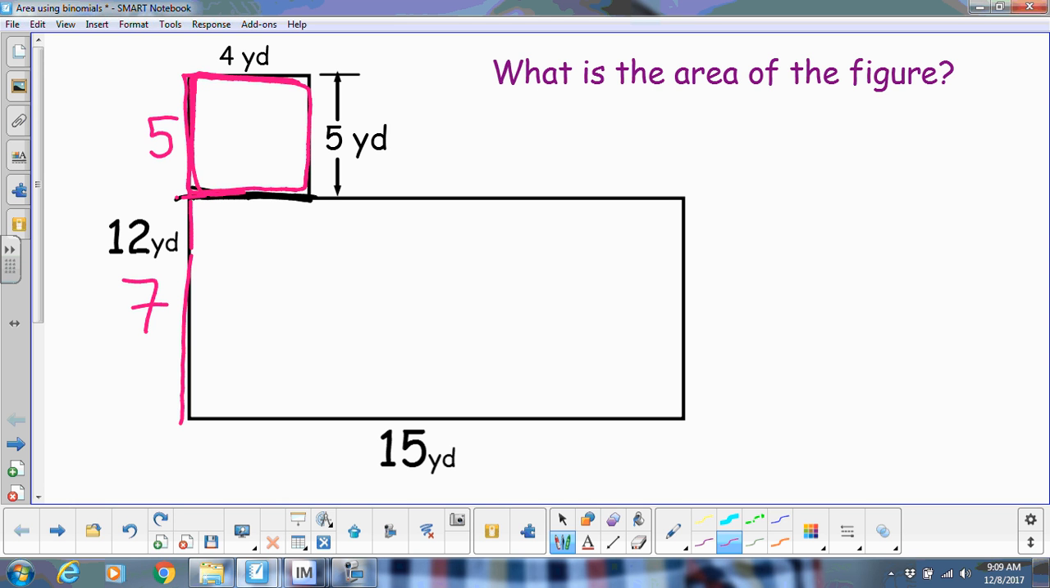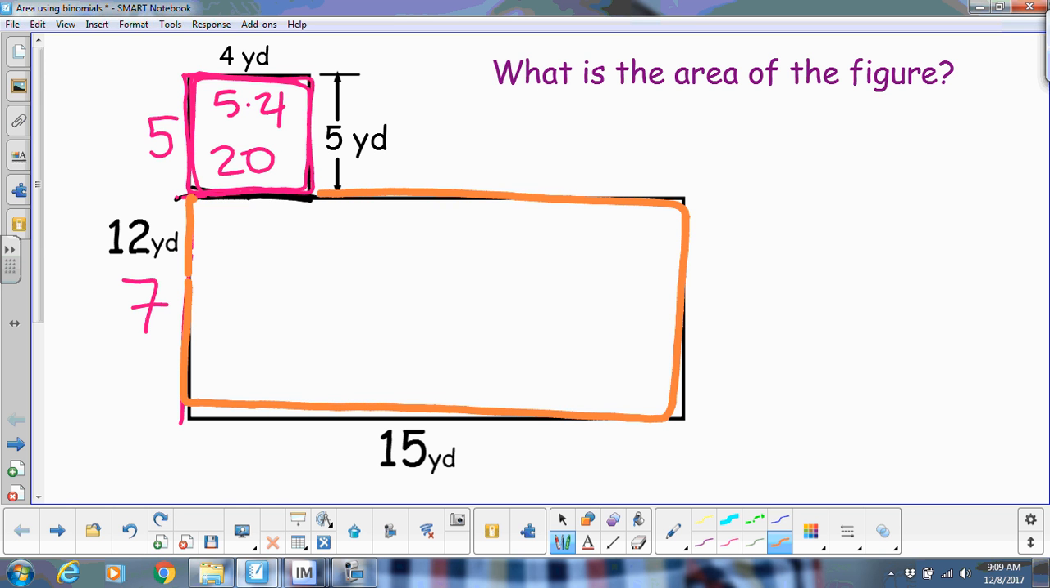All right? So now let's look here at the smaller rectangle. How do I find the area of that? 5 times 4, which gives me 20. Okay, the area of the small rectangle is 20. Okay, how do I find the area of the large rectangle? 15 times 7, which gives me what?